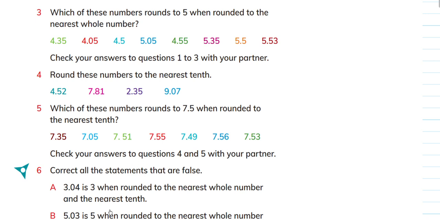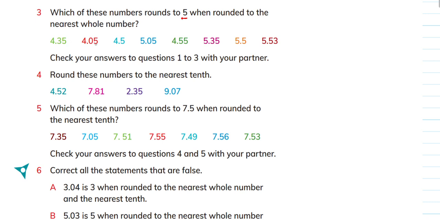Now, question is which of these numbers round to 5 when rounded to the whole number? Now, round all and tell which will round. For example, look at this one. If you will round this, what will be this one? It will be 4 because first leaving is 3. So no, not this one.